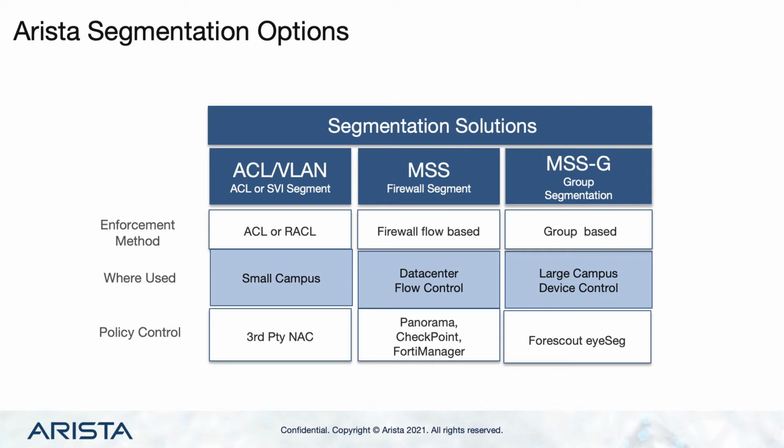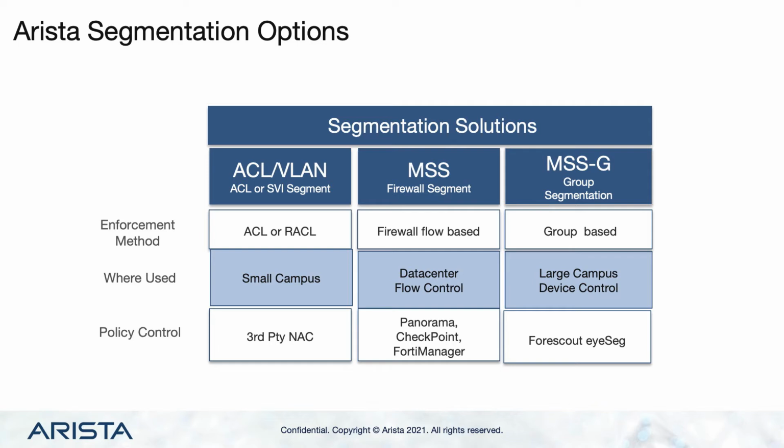MSSG is a group-based segmentation solution which is suitable for large campuses. Group policies can be static policies configured via CLI on network devices, or can be dynamic through the integration with third-party NACs, in this case ForeScout and Arista CloudVision. MSS Group applies authorization policies to security segment groups rather than interfaces, subnets, or physical ports. IP addresses and/or IP subnets are placed into administratively defined security segment groups. Policies are applied to each group that define both inter- and intra-segment group communication.